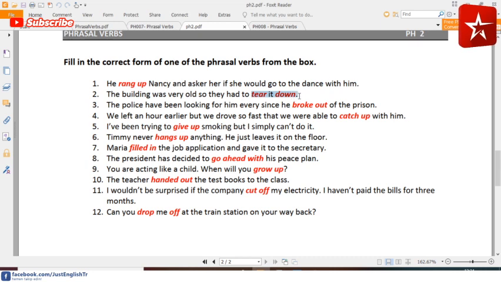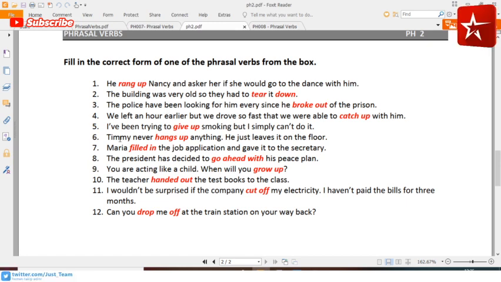Okay, tear down. The police have been looking for him ever since he broke out of the prison. As we learned before, it means broke out of the prison. Next one, we left an hour earlier, but we drove so fast that we were able to catch up with him. Catch up, you mean yetişmek in Turkish. Number 5, I've been trying to give up. Give up, it means stop. Stop smoking, but I simply can't do it. It means stop, give up.